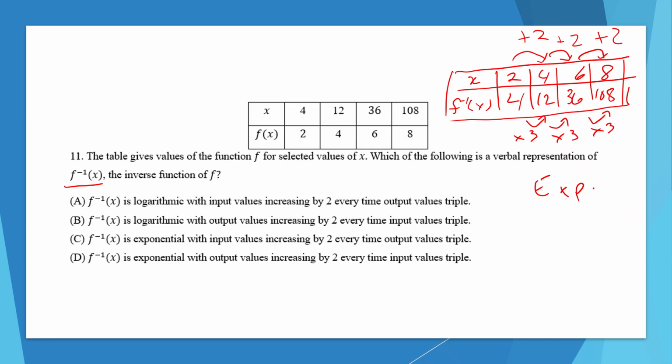So the inverse is exponential, so we can eliminate A and B. And then with the input values increasing by 2, that's correct. Every time, the output values, your y values, triple. That's good. So C is our correct answer. D is just the input and output values switched, which would make it wrong. So C is our correct answer for 11.